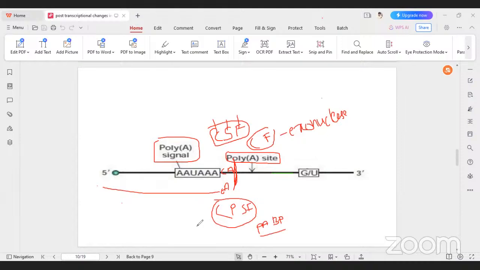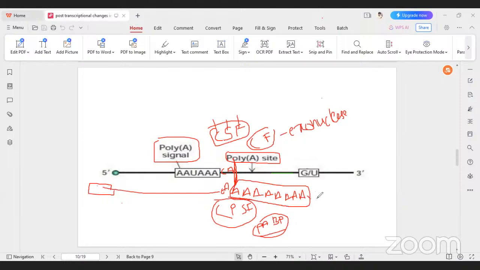Now the CPSF, cleavage polyadenine specific factor, adds to this site and is immediately joined by PAPB, polyadenine binding protein. With the help of the polyadenine binding protein, the adenine tail continues forming up to 100 to 200 adenines. The polyadenine tail is formed at the 3' end. The 5' cap was already formed, as you already knew, and later at the 3' end the polyadenine tail is formed.